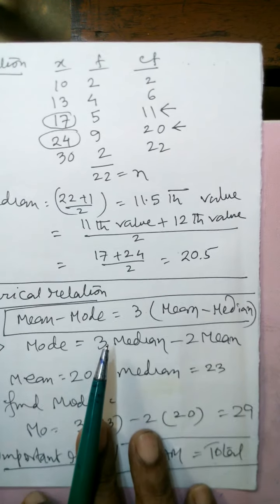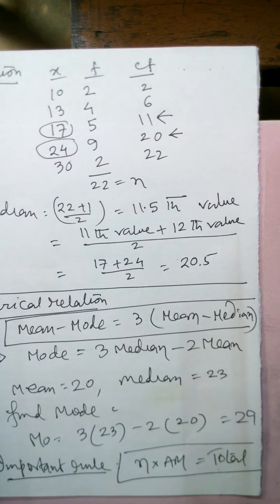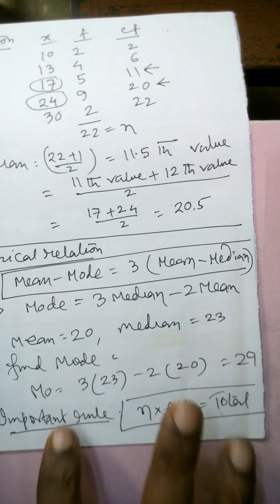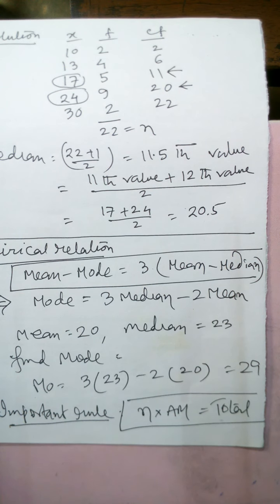This is a very important point, this empirical relation. Now come to the next one. Now an important rule we want to discuss, a very important rule: n into arithmetic mean is equal to total.